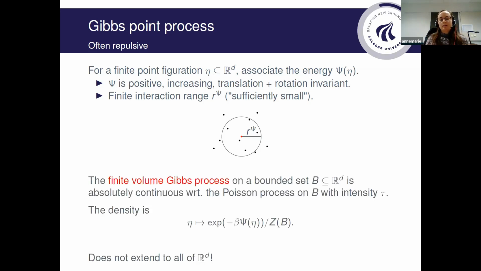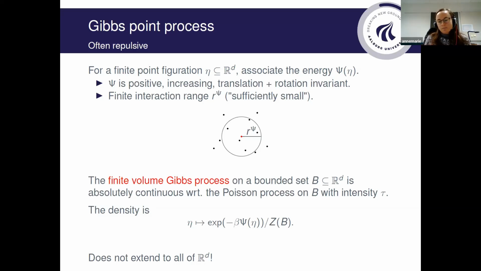Okay, but then the idea is that the Gibbs point process, if we look at it in a bounded set B, has a density with respect to the Poisson process that has this form. This Z of B is just a constant. And here you have exponential minus beta times the energy of your point configuration. It means just that when the energy is high, this density is going to be low. So this point configuration is going to be less likely than it would be under a Poisson distribution.